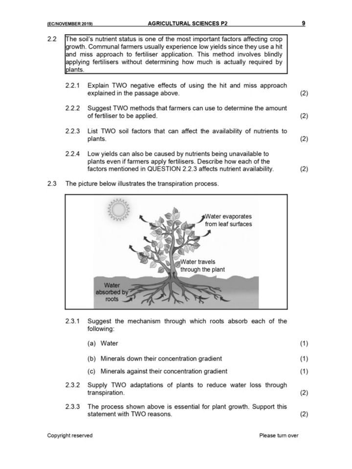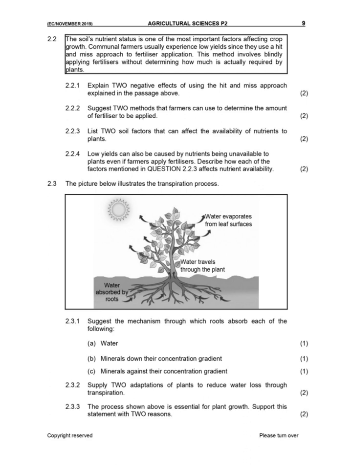So 2.2, the soil's nutrient status is one of the most important factors affecting crop growth. Communal farmers usually experience low yield since they use a hit and miss approach to fertilizer application. This method involves blindly applying fertilizers without determining how much is actually required by the plants. So explain two negative effects of using the hit and miss approach explained in this passage below.